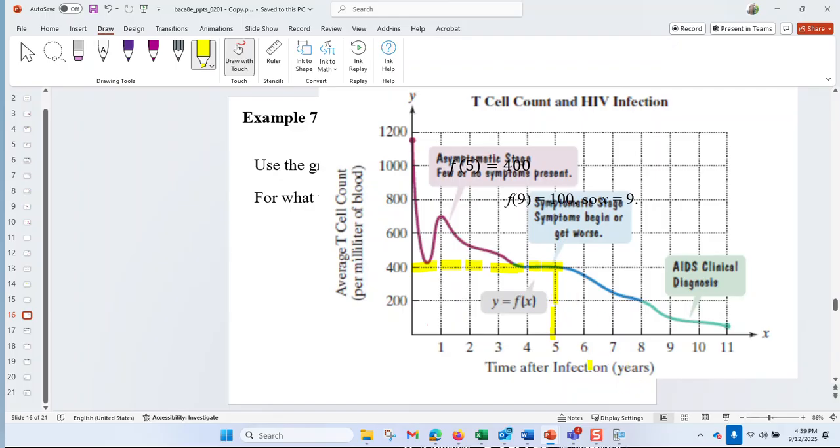So after 5 years, this is the average T cell count per milliliter of blood. So that means after 5 years, the average T cell count will be 400, right? 400 per milliliter in here. Okay, so that is how you do this kind of question.